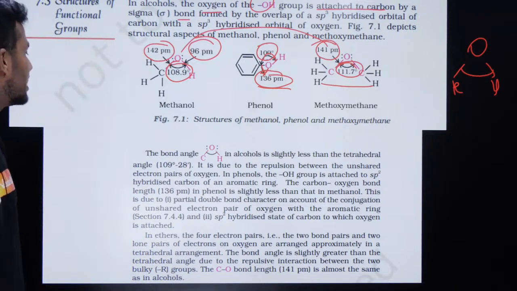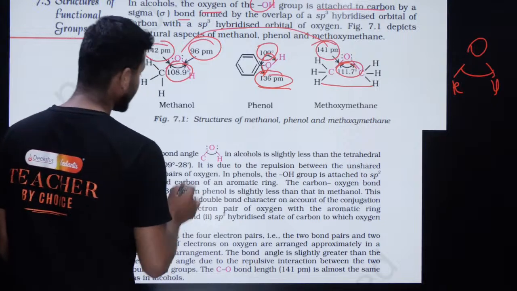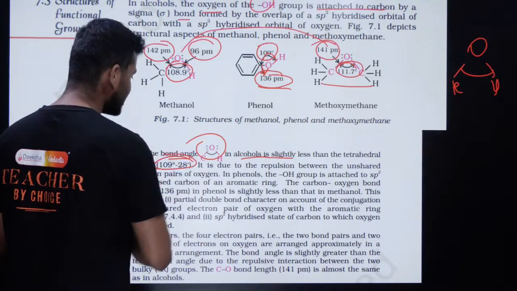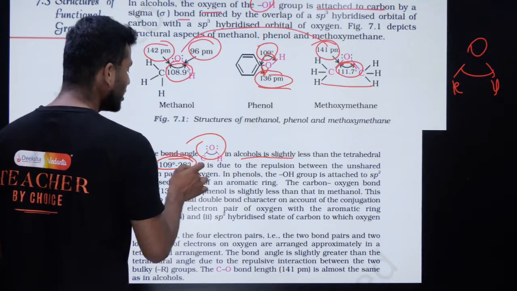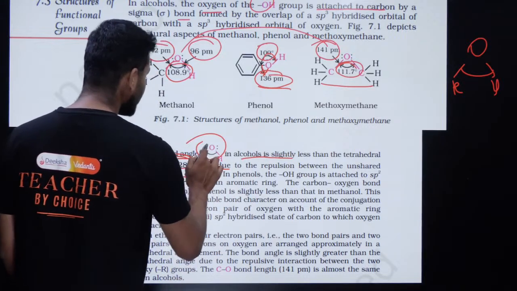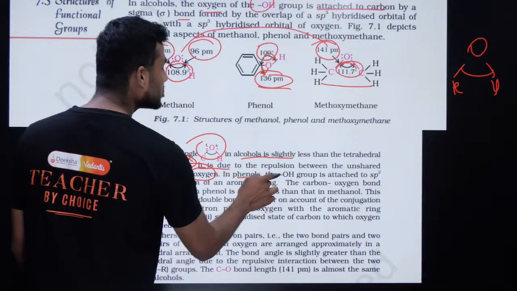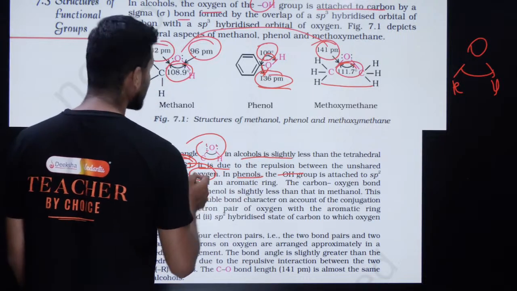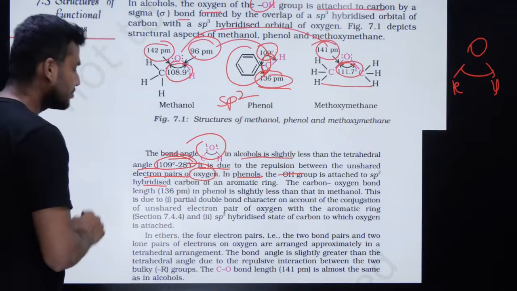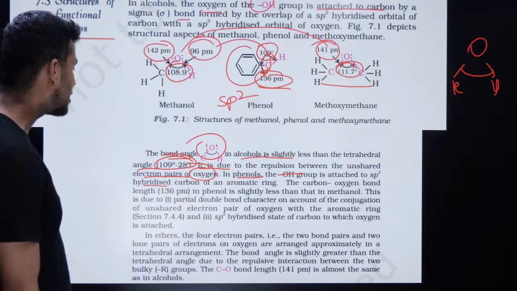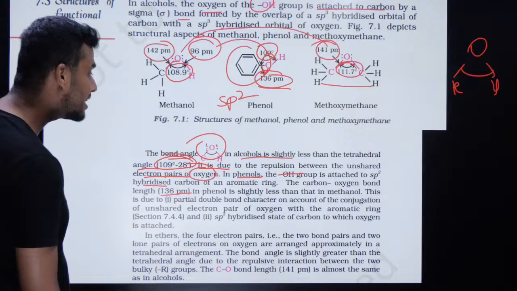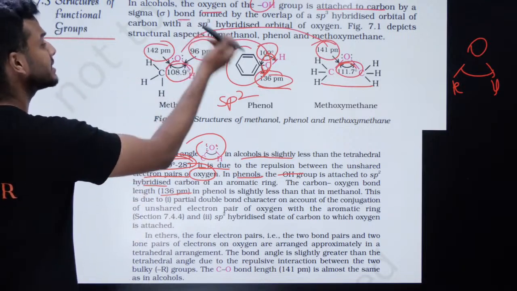Don't worry. Okay. In this case, a few points are there. The bond angle in alcohol is slightly less than the tetrahedral angle. It is slightly less than the tetrahedral angle, and it is due to the repulsion between the unshared electron pairs of oxygen. In phenols, the OH group is attached to an sp2 hybridized carbon. I already told you all benzene carbon atoms are sp2 hybridized. The carbon-oxygen bond length in the aromatic ring is 136 pm in phenol, slightly less than in methanol. Compared to methanol, it is slightly less.